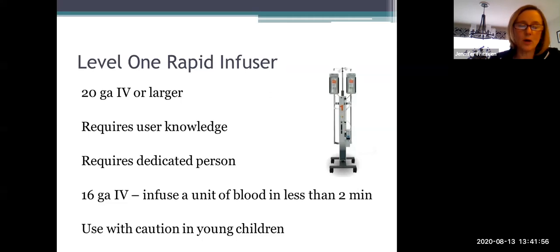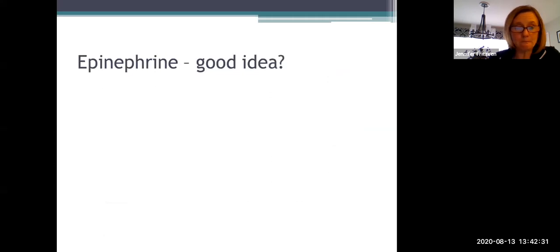Remember though, using that Level 1 does require user knowledge. It does require a dedicated person to switch it out and keep track of the volume we give. Unfortunately, there are a lot of times where we have kids in hemorrhagic shock requiring a large volume of blood products, and we're giving it fast, and that's great, but we lose track of what we've given and we're not able to document it or do handoff, so we really are a little bit behind the 8 ball there. We have to use caution in giving this with young children, because remember, it's not measuring, it's just throwing it in. So just buyer beware on that.